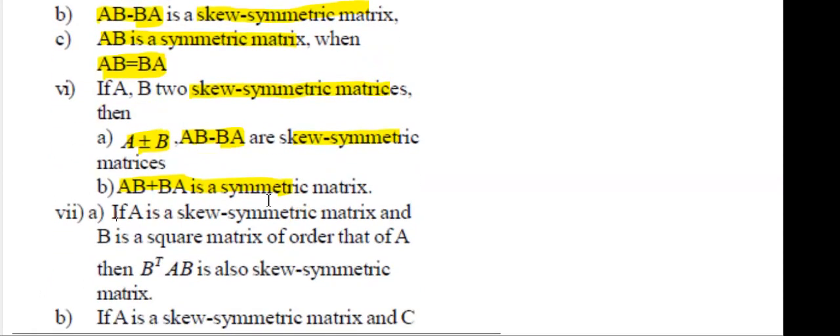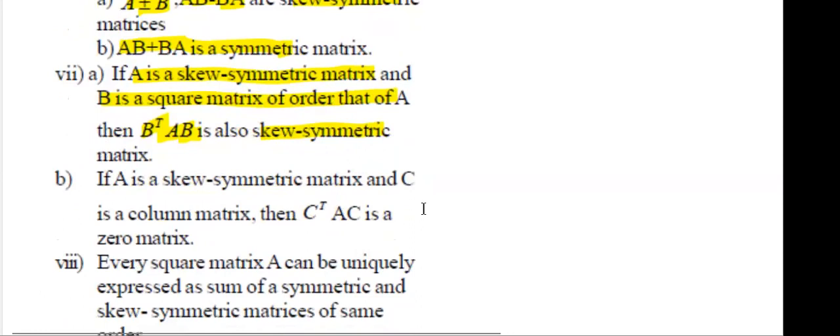Okay. Next, A is a skew symmetric matrix and B is a square matrix of the same order as A. Then B transpose AB is also skew symmetric. Next, if A is a skew symmetric matrix and C is a column matrix, then C transpose AC is a zero matrix.